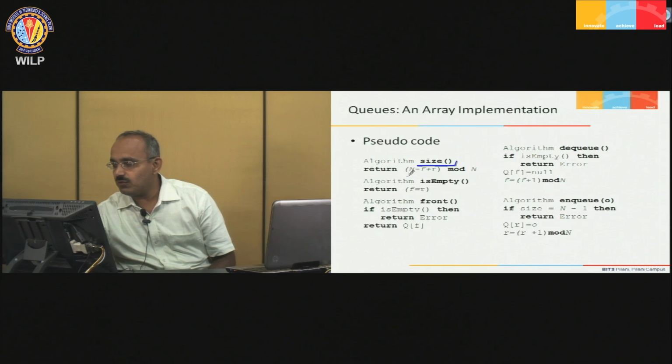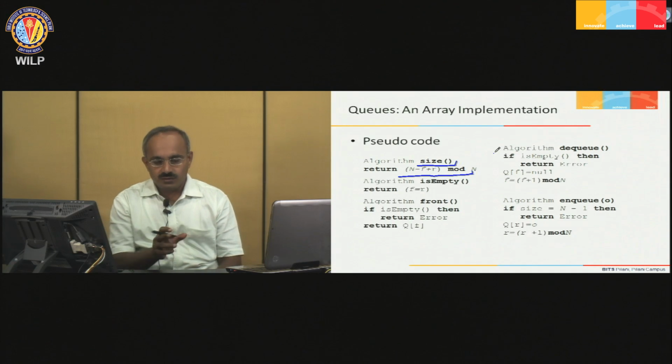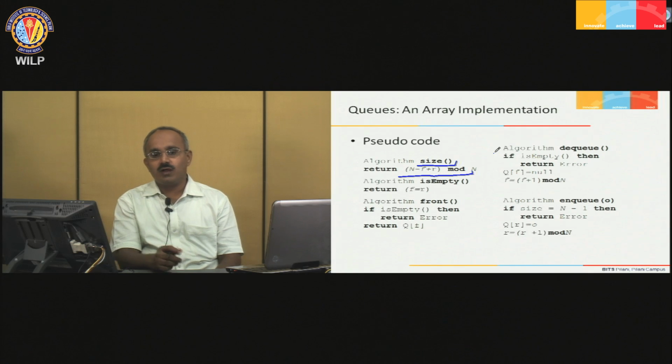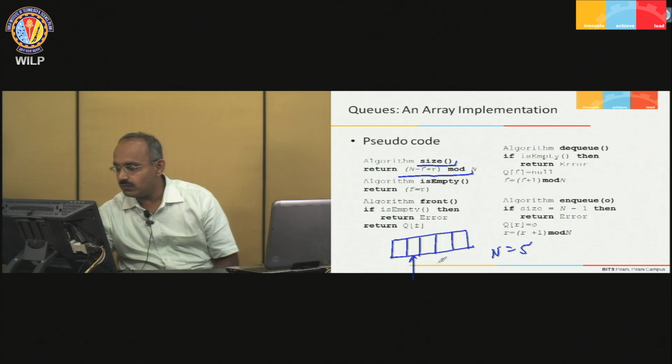So size is simply you look at n minus F plus R and do modulo n. Okay, so you look at the size of the queue n, then you look at what is your front, what is R, add them, subtract it from n. For example, if this is my size, say 1, 2, 3, 4, 5, so your n is equal to 5. My front is here and rear is say here. So this is 1, 0, 1, 2, 3, this is 2.